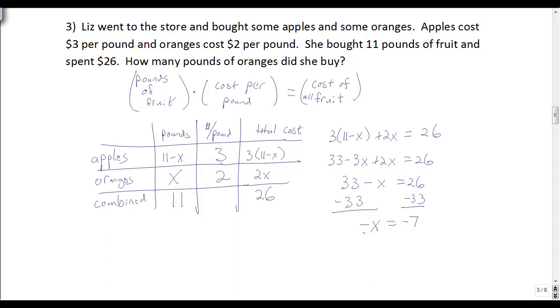And now I have this negative here. So negative x is kind of weird. I can divide both sides by negative 1 or multiply both sides by negative 1. I like to write this as division. Divide both sides by negative 1 gives you x equals negative 7 divided by negative 1, which is positive 7. So then there's 7 pounds of oranges, and then it would be 4 pounds of apples. So the idea of putting the x as the oranges is that's really my answer. So there's 7 pounds of oranges.